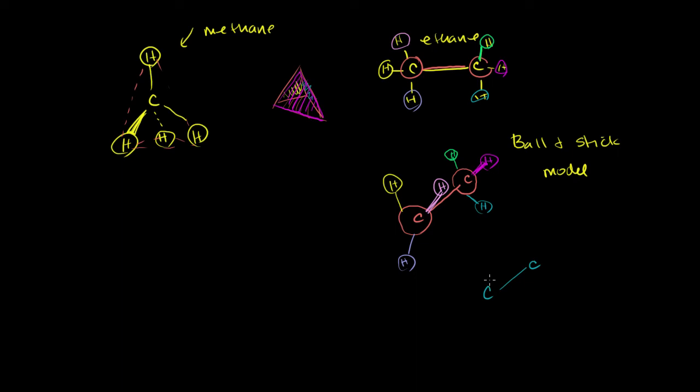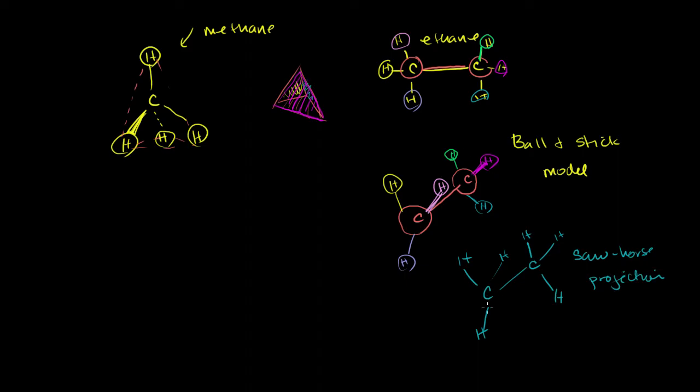The way I drew it up here, you have a hydrogen, hydrogen, and hydrogen, and then over here you have a hydrogen, hydrogen, and hydrogen. This is a sawhorse projection.